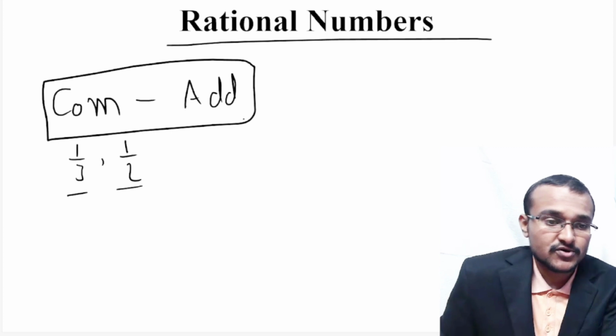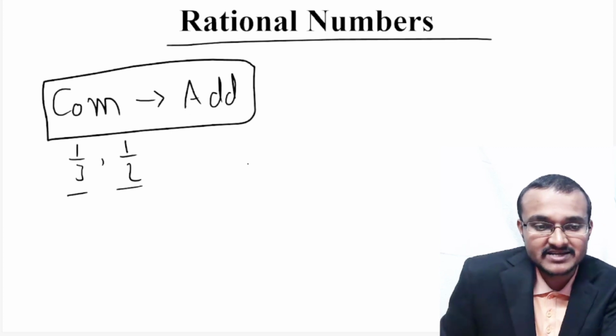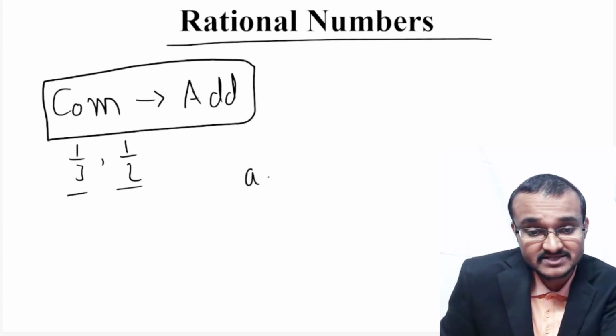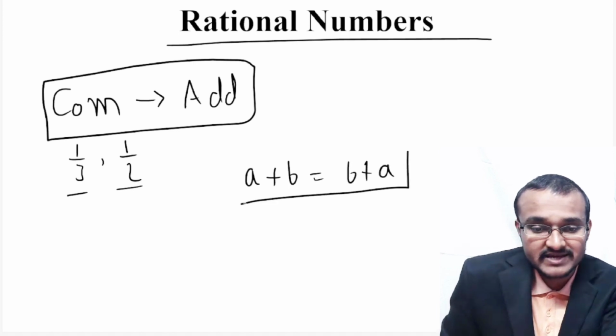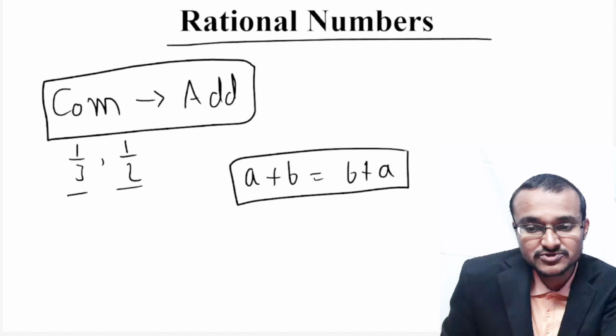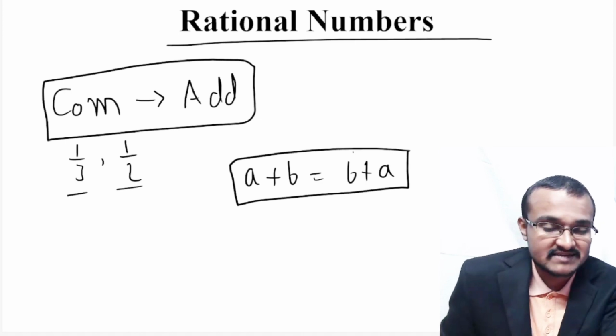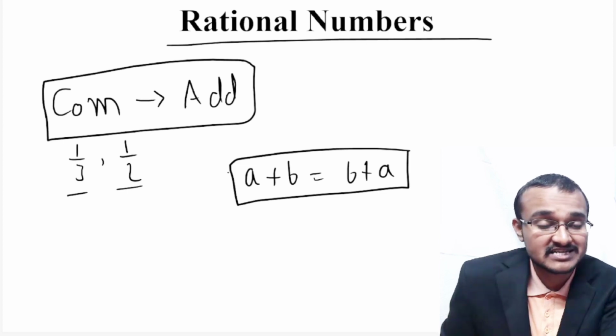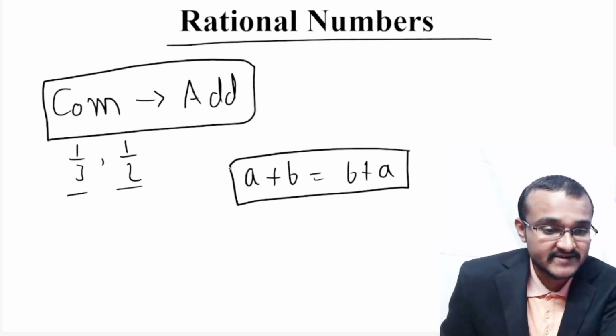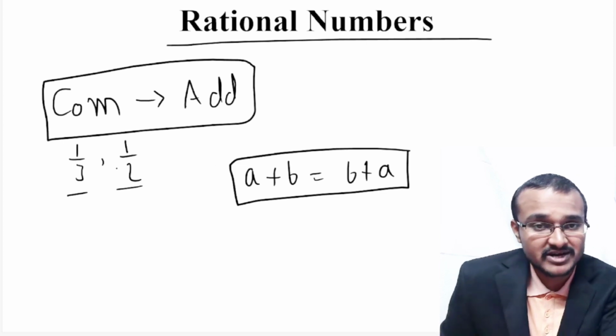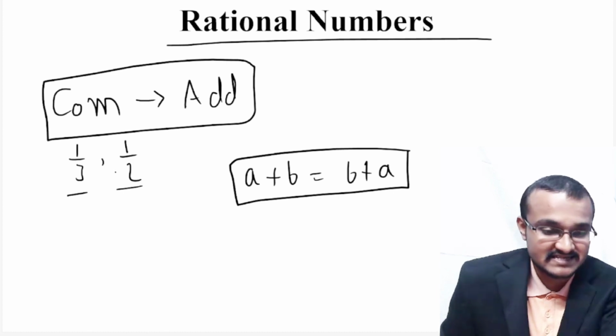So here, for commutative property under addition, there is a particular equation, that is a plus b should be equal to b plus a. So if both a and b are rational numbers, then a plus b should satisfy b plus a. Then only commutative property under addition for rational numbers will be satisfied. So I am taking 1 by 3 and 1 by 2 as two rational numbers as example.